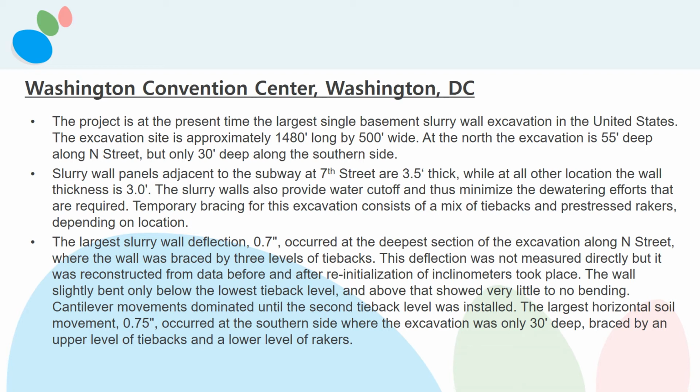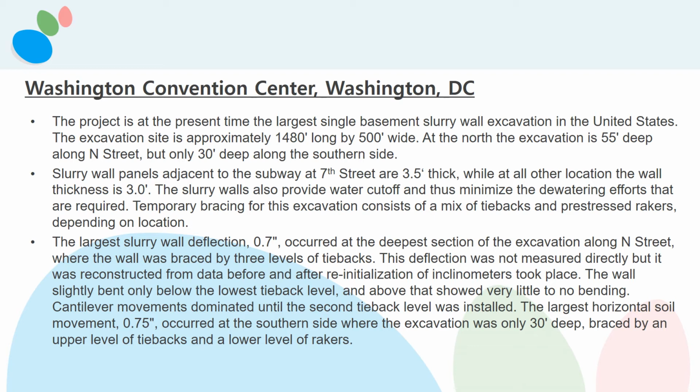occurred at the deepest section of the excavation along North Street, where the wall was braced by 3 levels of tiebacks. This deflection was not measured directly, but it was reconstructed from data before and after reinitialization of inclinometers took place. The wall slightly bent only below the lowest tieback level, and above that showed very little to no bending. Cantilever movements dominated until the second tieback level was installed.